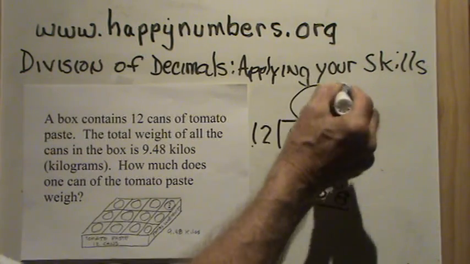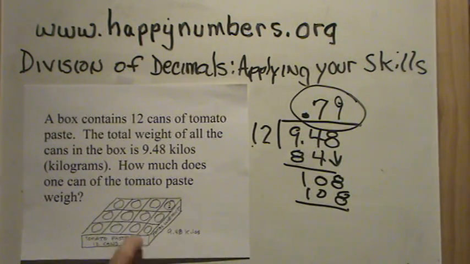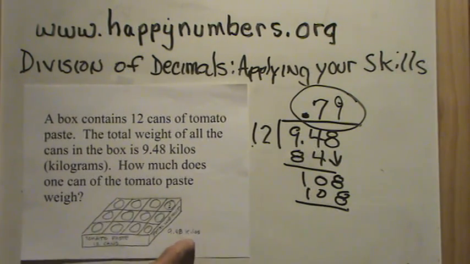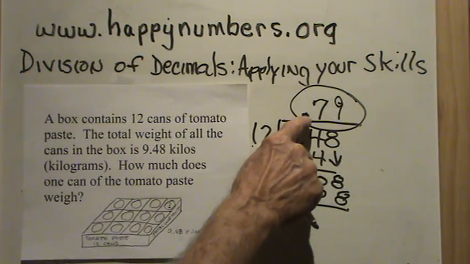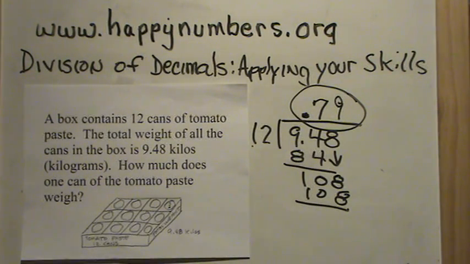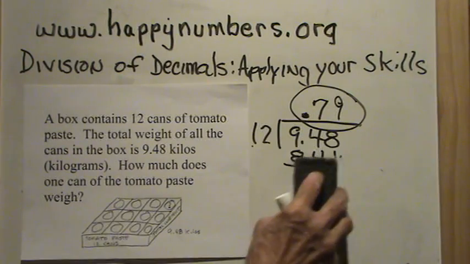So we can say the total crate weighs 9.48 kilos, but one can weighs 79 hundredths of a kilo. Excellent. Let's try another problem.